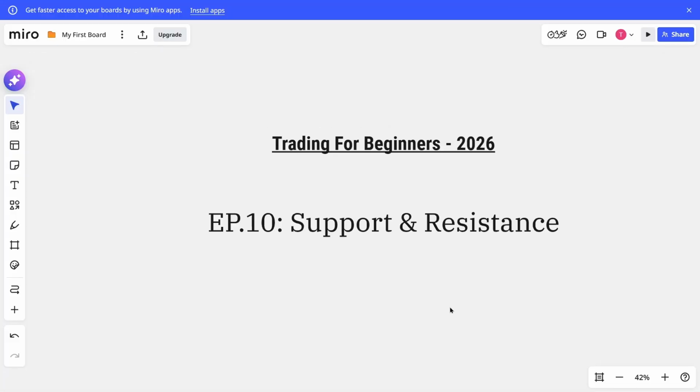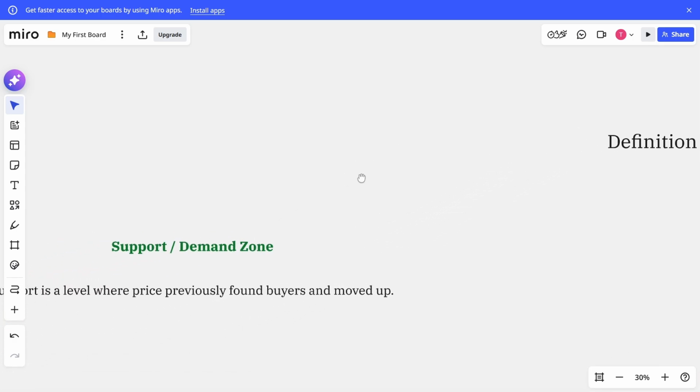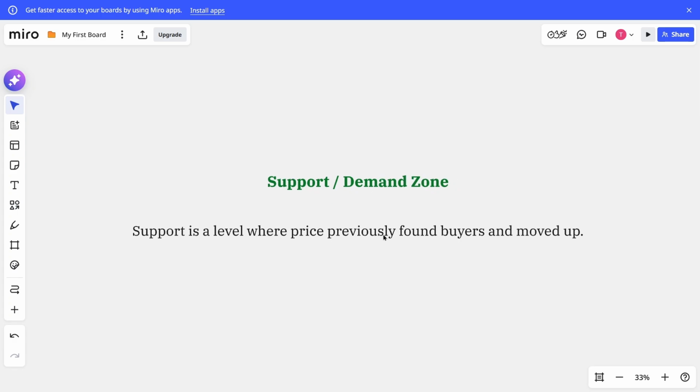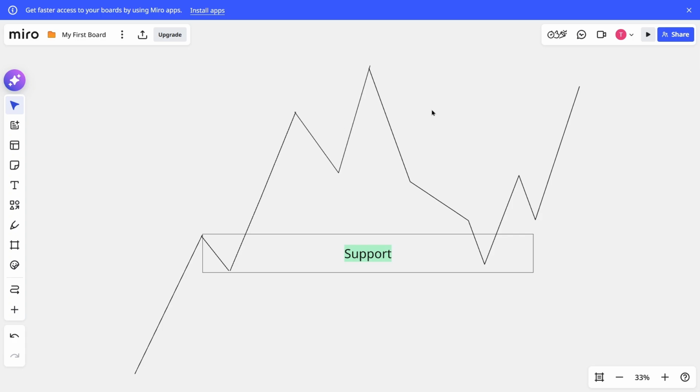So today we're at episode 10 of our series Trading for Beginners 2026, and our topic today will be support and resistance. So jumping directly into this new concept to explore it together, and starting with a simple definition for each part of our new concept, starting with support, that is called a demand zone as well. So basically, support is a level where price previously found buyers and moved up. To see it in a real chart example, let's explore this graphic together.